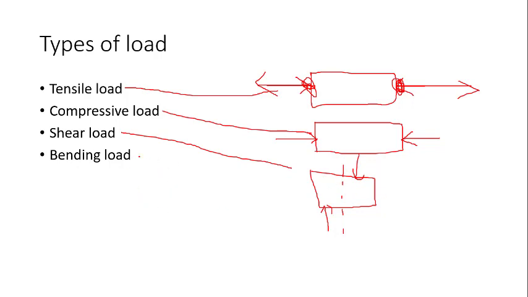And the last one is bending load. If this is an object which is supported by two supports like this, and I apply a load, it will bend like this. So this is known as bending load. Okay, so these are the types of load. According to that, we will do analysis on any object.